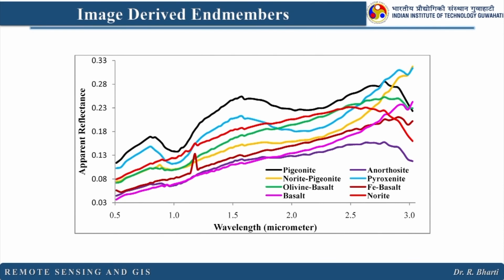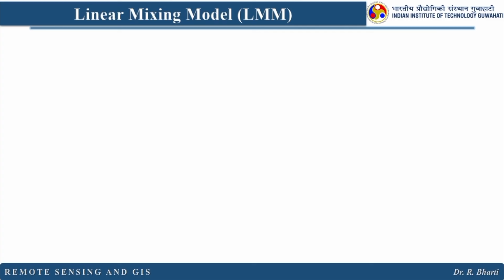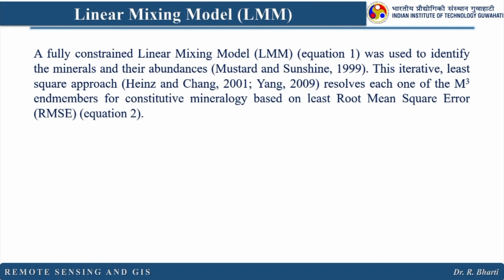So, the image derived end members were something like this, and here I am calling them with some names, right. How so? Because these are image derived end members. How can I say this is pigeonite or anthracite or norite pigeonite? Basically, here we have matched with the library spectrum. This is the moment when you need your library spectra to resolve your end members into different compositions, right. So here we have used the linear mixing model. A fully constrained linear mixing model was used to identify the minerals and their abundances.